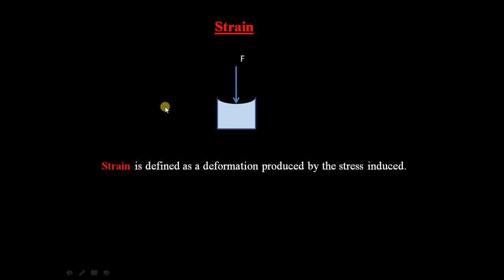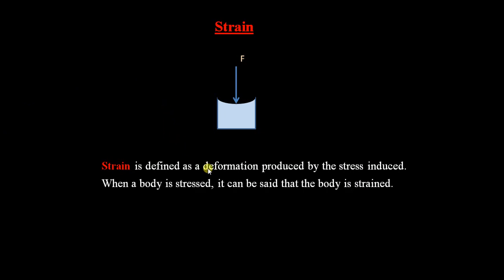Or in another form we can say that whenever a body is stressed, it can be said that the body is strained. The body is strained means it has deformed. That means the shape change has taken place due to the stress developed. And how is that stress developed? Due to the application of the force only. So finally we need to understand that strain is related to the deformation of the body.